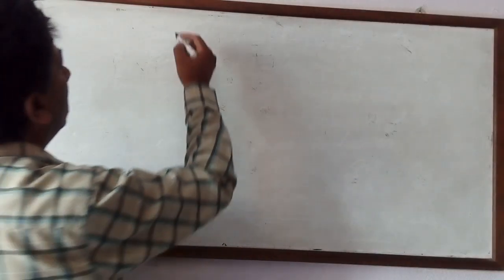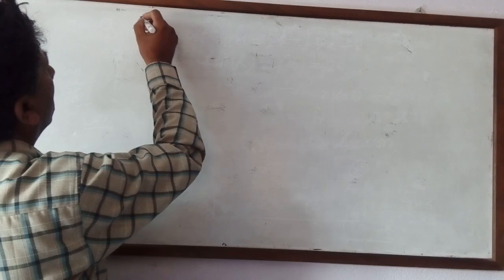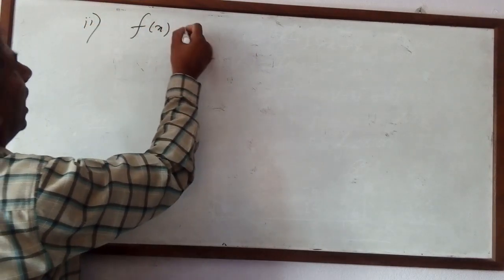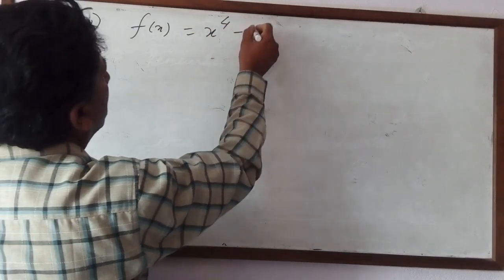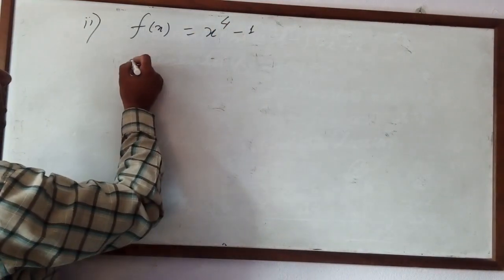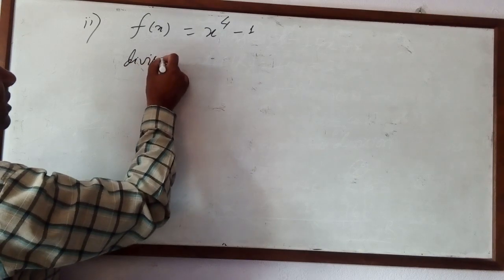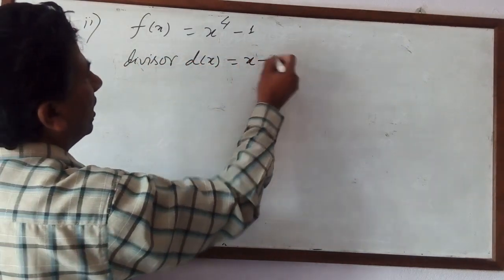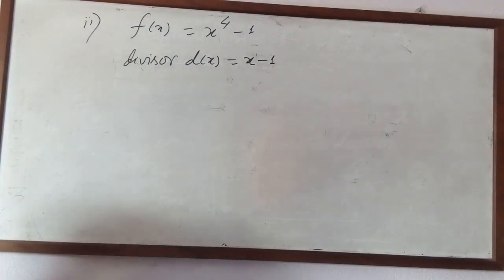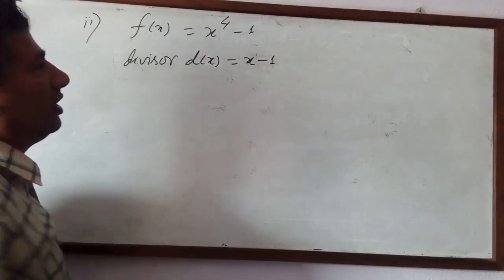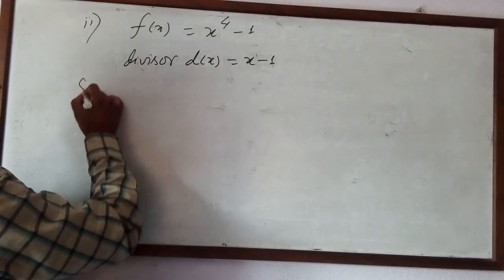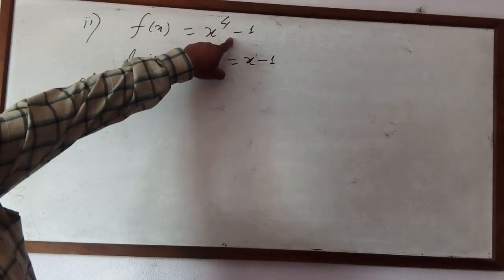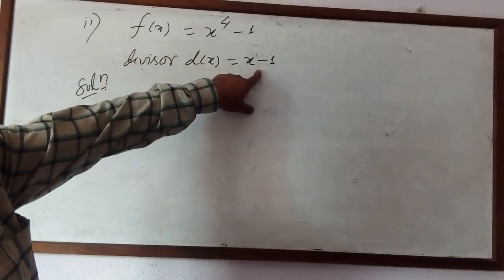Now polynomial, question number 2, polynomial f(x). I'll take x power 4 minus 1. Divisor, I'll take divisor d(x), x minus 1. Now this is our polynomial. Now process solution, how to find the quotient. We have to divide this x power 4 minus 1 by this x minus 1.